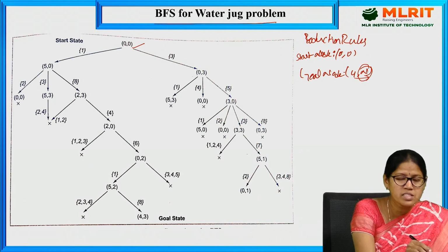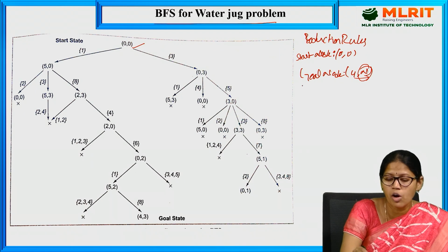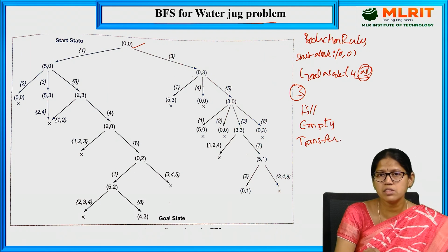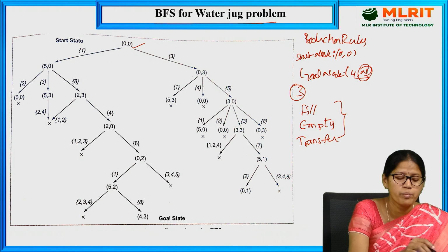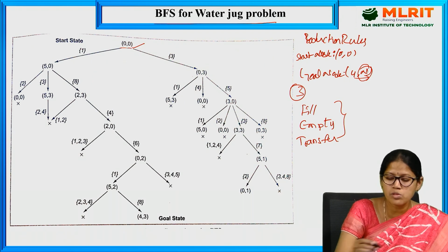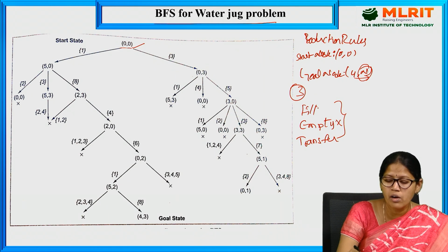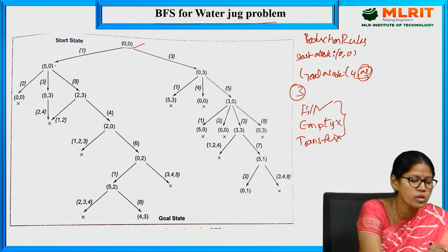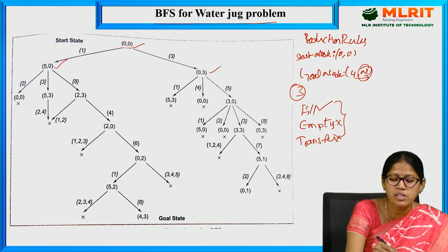In this state, three operations are possible. One is filling the water, another is emptying the water, and the next is transferring the water from one jug to another jug. Only these three operations are possible in this problem. The first state is 0, 0. It is already empty, so we can't perform empty, and we can't perform the transfer. We have to fill the water. So there are two branches: one is filling the 5G, another is filling the 3G.